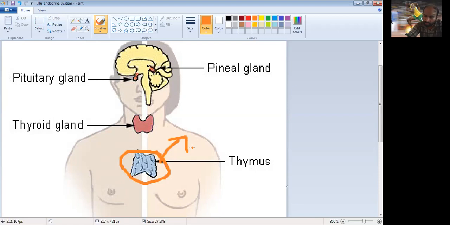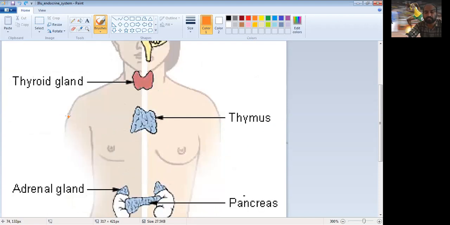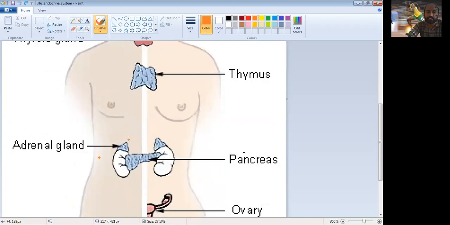Okay, the thymus. You should also remember its location. And don't get confused between thymus and thyroid glands. Both are different. Okay, fine. Now moving on to the next gland, the adrenal gland. See the adrenal gland location, just above your kidney.